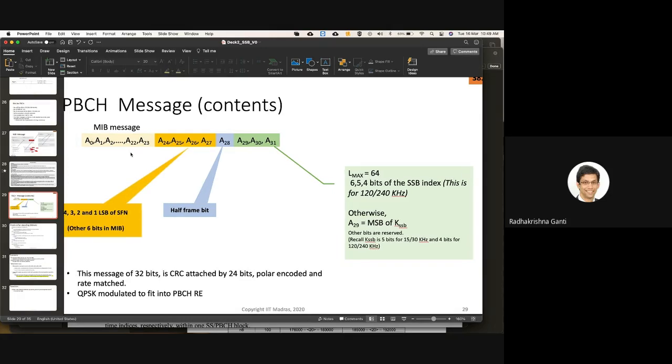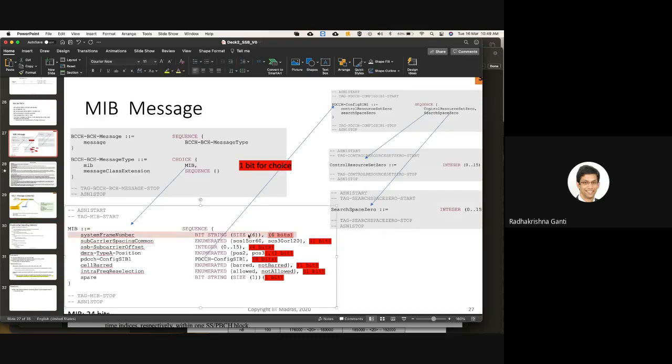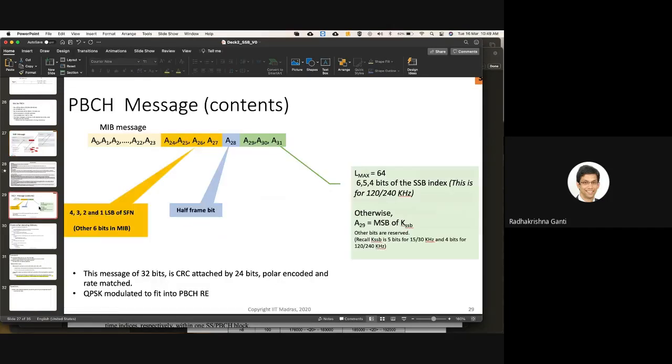So the 16 frames would correspond to the 4 LSBs, so that you do not have to touch the MIB message until 80 milliseconds. You can assume that the MIB message is always constant till 80 milliseconds. The same MIB message will be repeated. The SFN LSBs are put in the PBCH so that the MIB message doesn't have to be touched. If all the 10 bits were put here, then every frame it changes. That's the reason why they split it into 6 and 4.